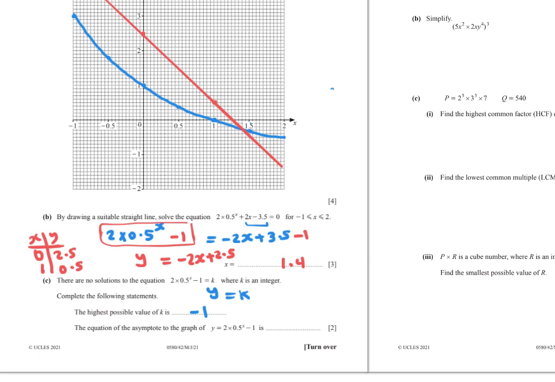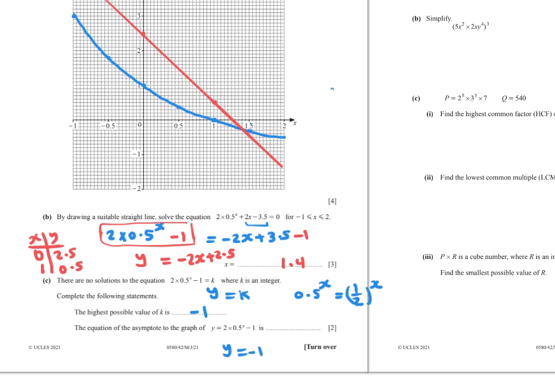So look at the function. We have 0.5 power x. This means 1 over 2 power x. If x increases, 1 over 2 power x will decrease. For example, if you put x equal 100, you will find a very small number. If x is 1000, the number will be closer to 0. So if x is a very large number, this will be 0. So 0 times 2 equals 0, minus 1, so negative 1. So now y equals negative 1.